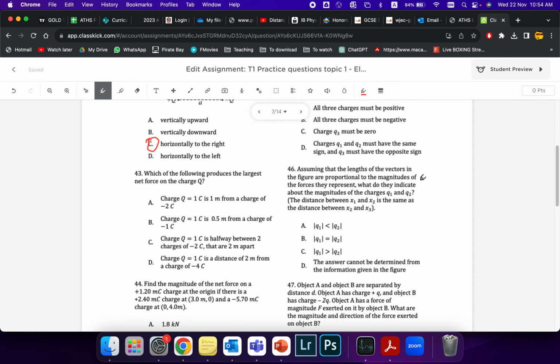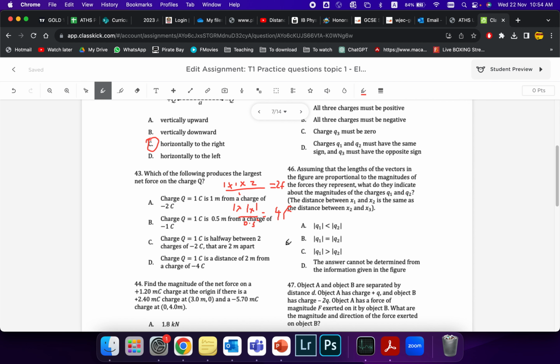Which of the following produces the largest net force on the charge? So in this case, you're going to see that the closer the distance, the stronger the charge. And the further the distance, the weaker the charge. So if I have this and minus 1 and 1, you can use the quick little trick that I just said. 1 times 1 times 2, I'm going to divide that by 1, and that will just give me a total of 2F. I can do the same thing over here. 1 times 1 times 1 divided by 0.5 squared, that will give me 4F.